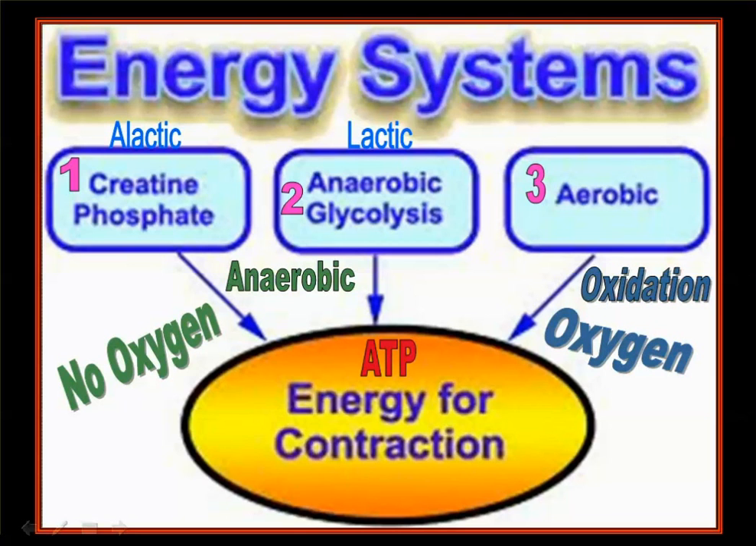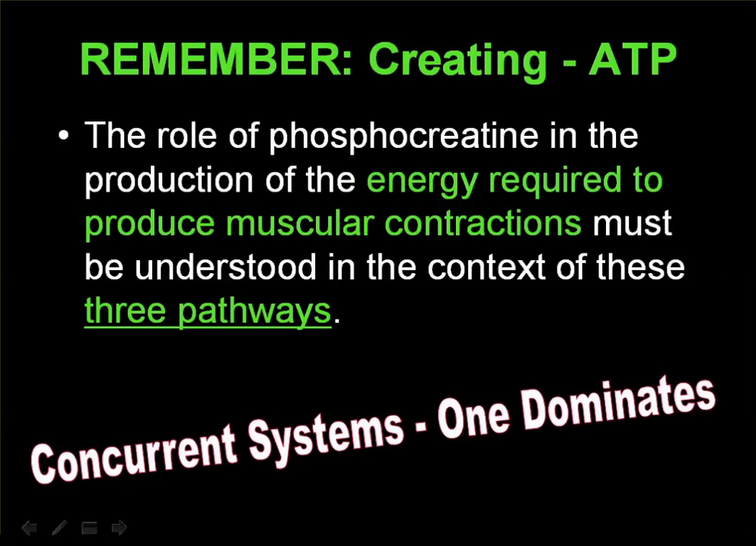The first two systems are anaerobic, again, functioning without oxygen. The last of our three systems is operating in the presence of oxygen, hence the term oxidation, as this relates to, for example, fats being oxidized. Remember, creating ATP. The role of the phosphocreatine is the production of the energy required to produce muscular contractions, and it must be understood in the context of these three pathways. Again, they're concurrent systems. When you get out of your chair and move, all three energy systems are coming online, but one will always dominate based on the intensity and duration of your movement or actions.